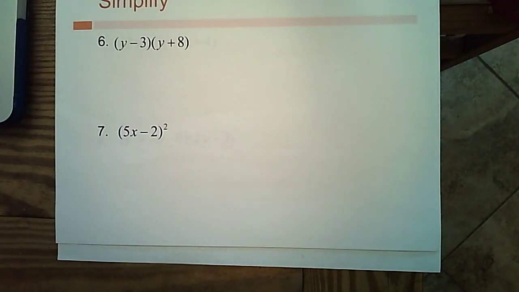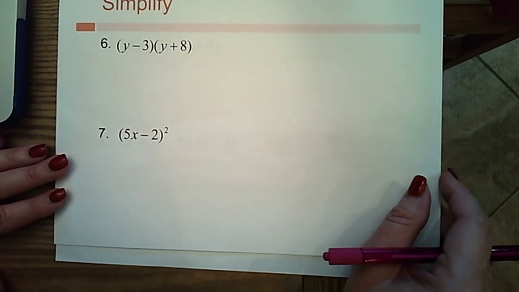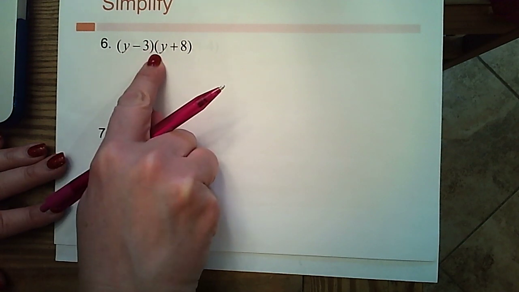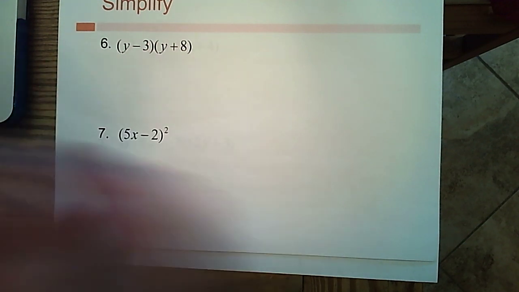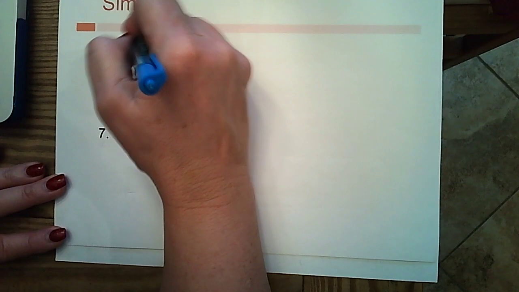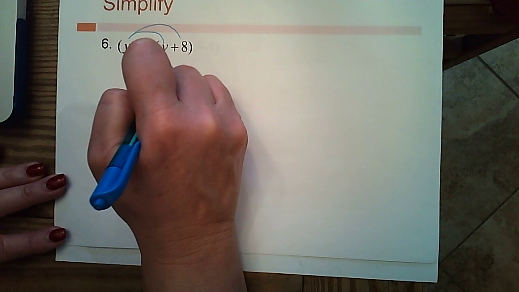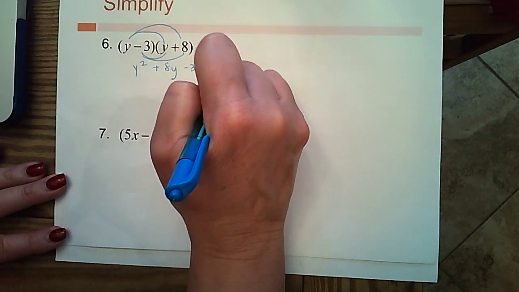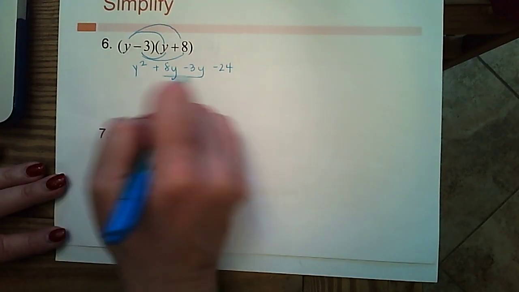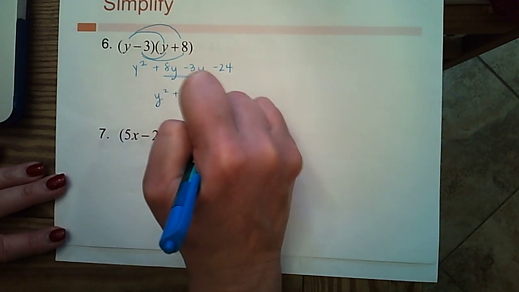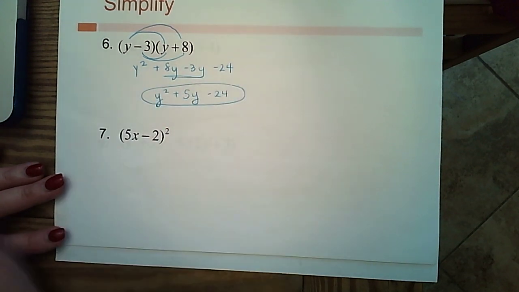All right, my next example. I'm going to do my FOIL again. How do I know it's FOIL? There's no operation here, so it has to be multiplication. So now, when I go to multiply, first, my outer, my inner, my last, they'll end up combining, so it's y squared plus 5y minus 24. Nothing else combines.